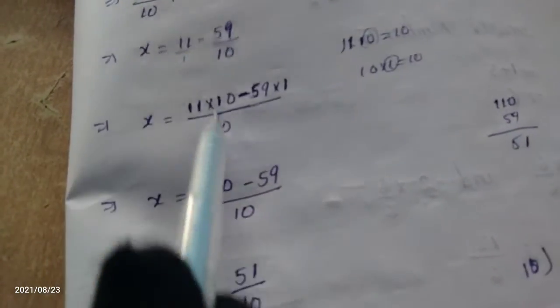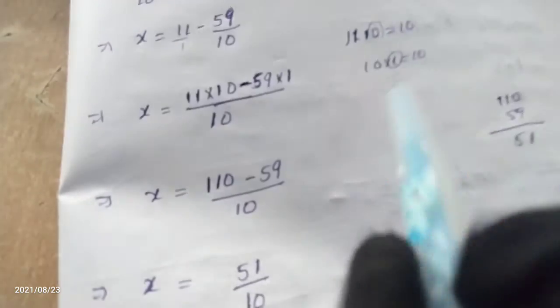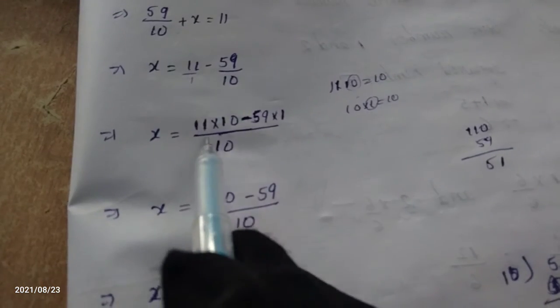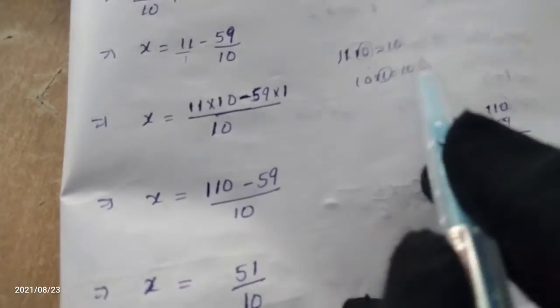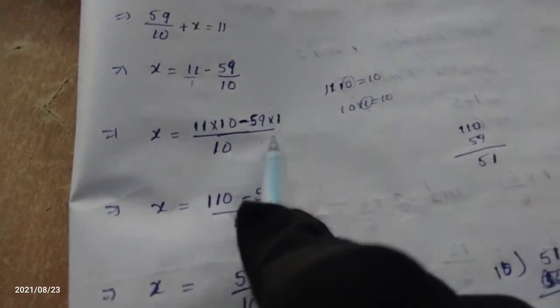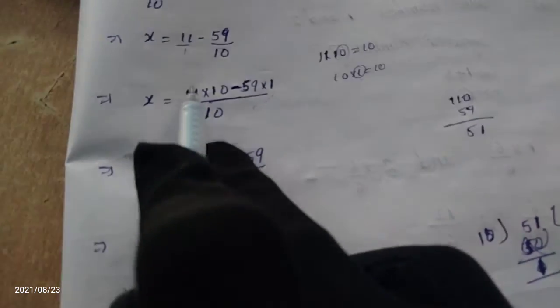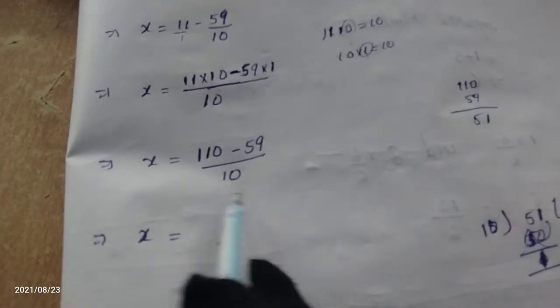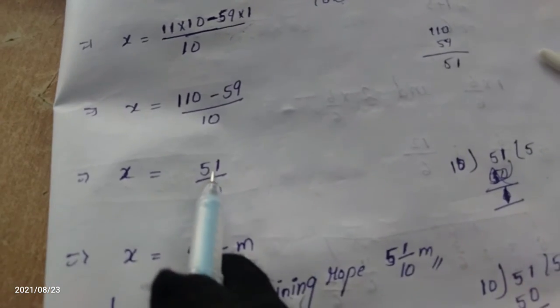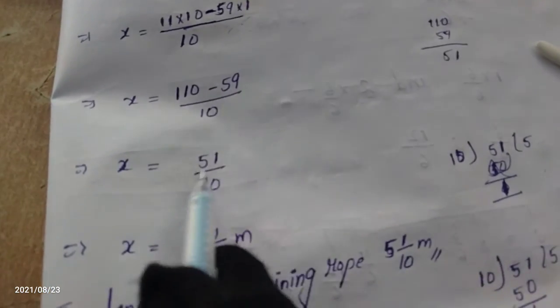What is the LCM? 10. We multiply 11 by 10 in the numerator, so 11 10s are 110, minus 59 1s are 59, all by 10. When we subtract both numbers, x is equal to 51 by 10.